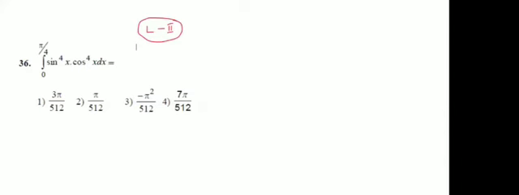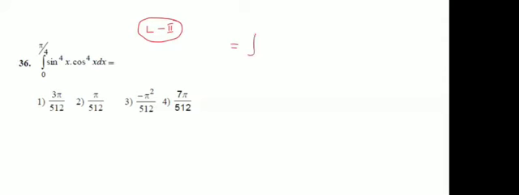Students, now level 2 related problems. By using reduction formulas, we are going to solve. See the 36th question. They have given integration 0 to pi by 4 sine power 4x cos power 4x dx. Both the powers are even, but the limit we want to change. Actually, what is the limit? 0 to pi by 2. But here pi by 4 is there.